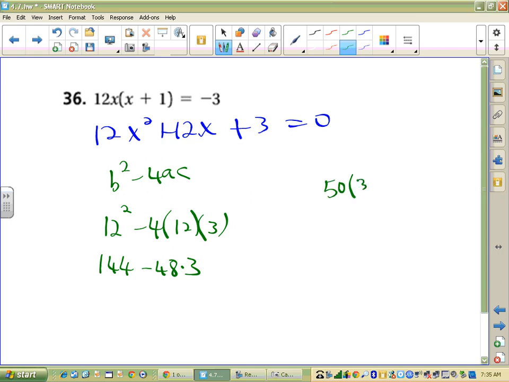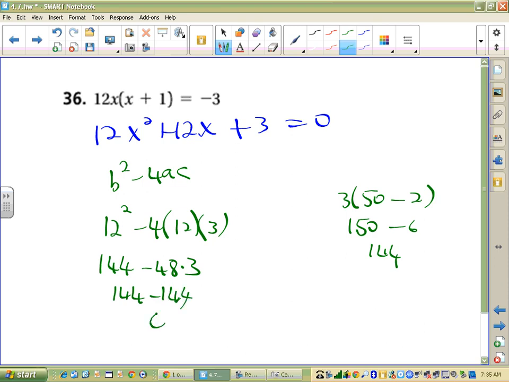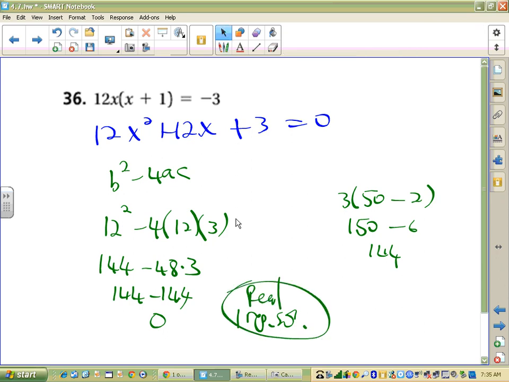50 times 3, well, let's see. Let's do it this way: 3 times 50 minus 2. That's 150 minus 6. Interesting, this is 144 minus 144. So this one's also 0, which means there's one repeated solution and it's real. There's one real repeated solution, because the discriminant on 36 is also 0.